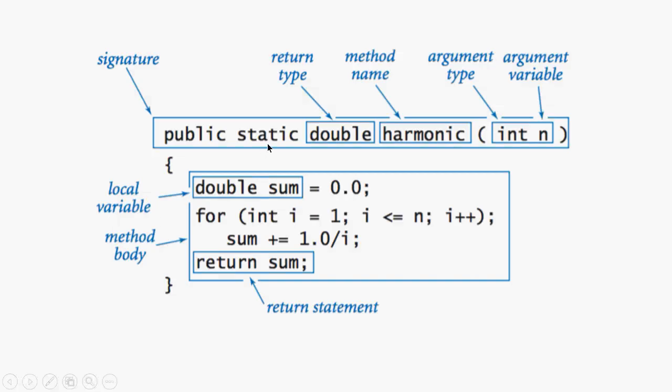And static is also a kind of keyword, but it says whether this is an instance method or a static method. We will discuss instance and static in the next class. For now, just don't worry about this one, and look at these other things.